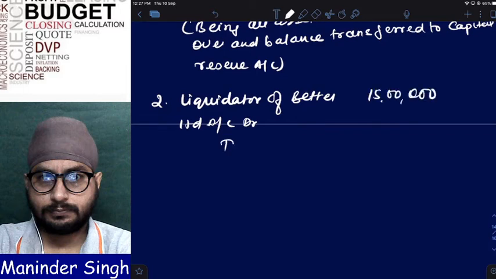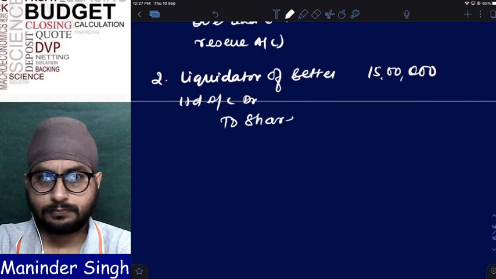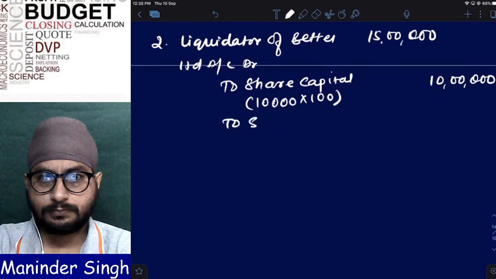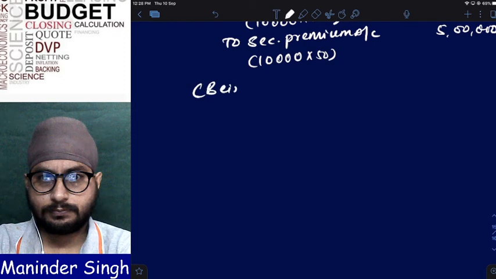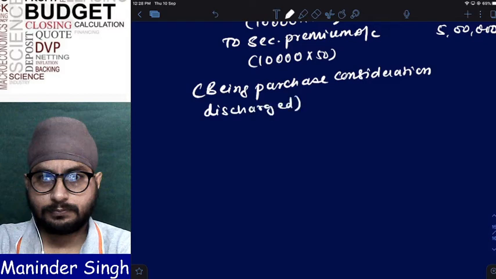Now, how am I giving you? To share capital, how much? 10,000 shares. Remember, roughly I showed you 100, 10 lakhs. Next, to securities premium account, how much? 10,000 shares into 50, 5 lakhs. Clear? Being purchase consideration discharged.